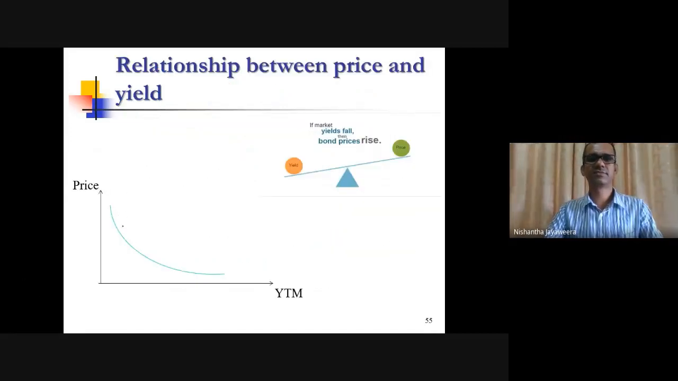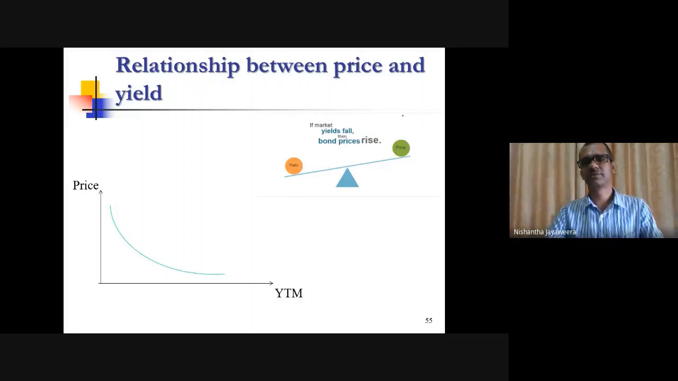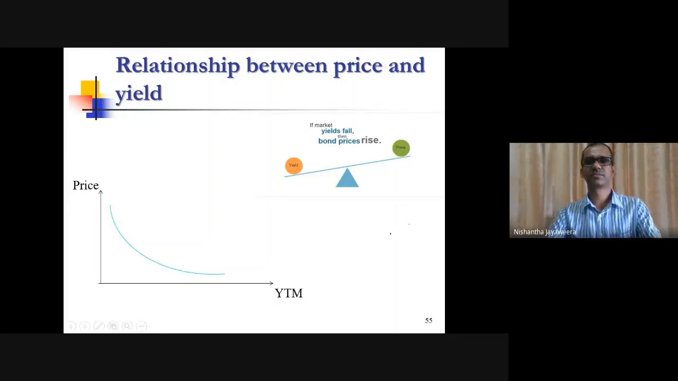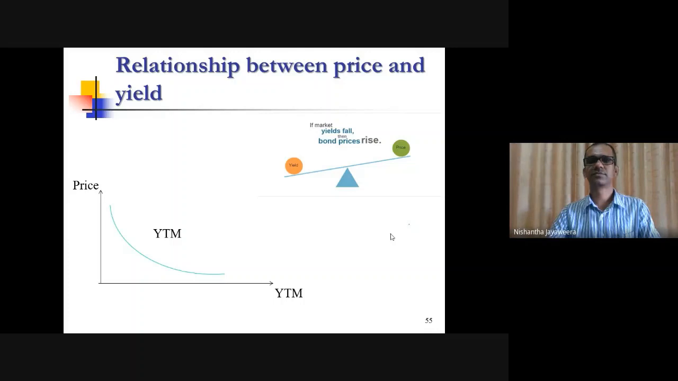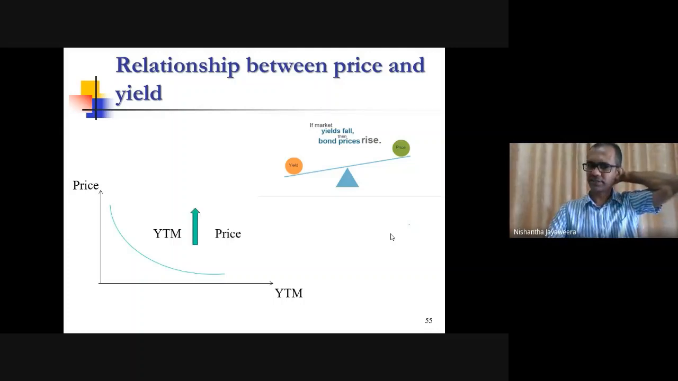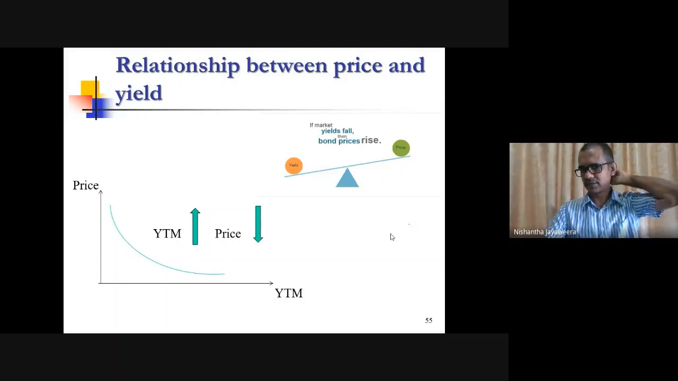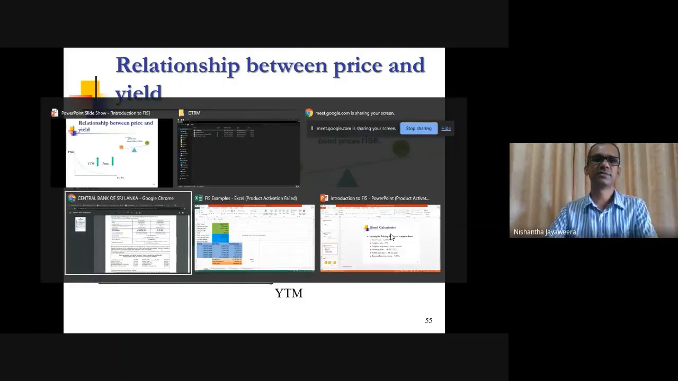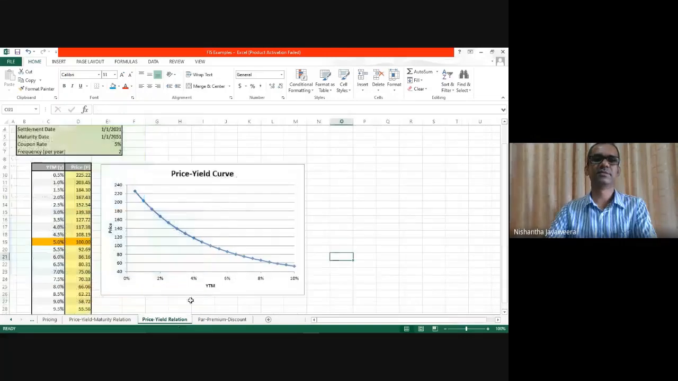So this is the relationship we discussed earlier. When the yield increases, price decreases, but it's not in a linear manner. It's a curve. So yield goes down, price goes up. If yield goes up, price goes down. So yield to maturity increases, price decreases. That's the relationship we discuss here.